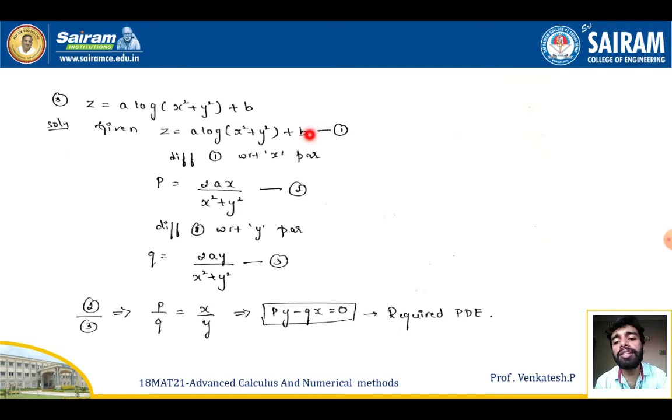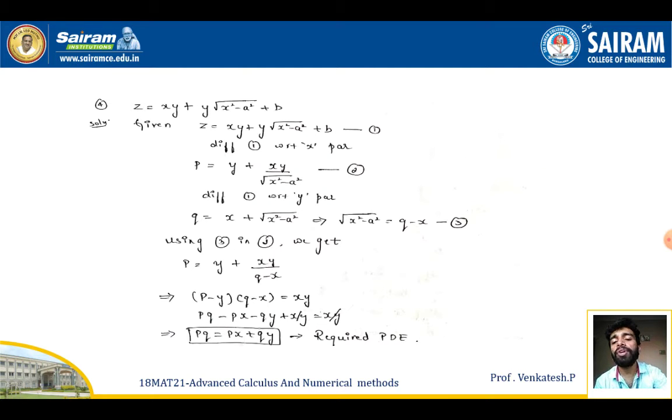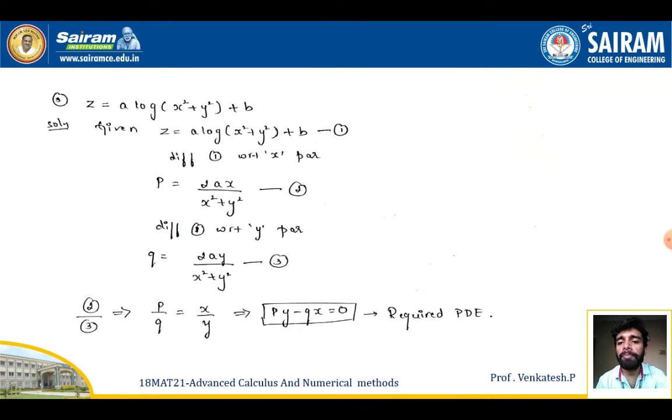So what I will do is divide these two equations to eliminate the constant a and make the partial differential equation, because here I could not find the value of b. Only replacing the value of a means b cannot be eliminated. So I'm going to divide p and q, so I can frame the partial differential equation. Dividing p by q, I got x by y. On taking LCM, I'll get py minus qx is equal to 0, which is the required partial differential equation.